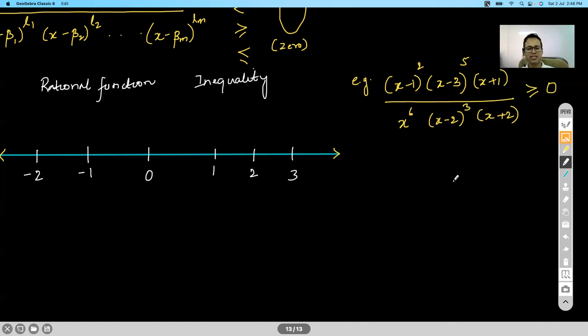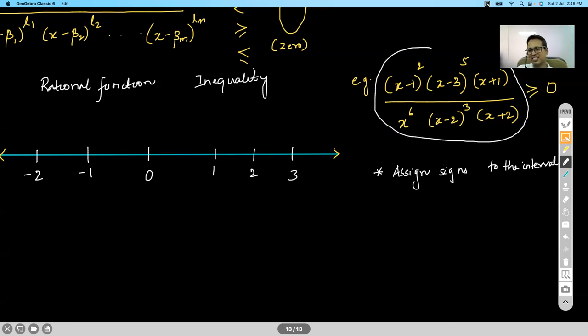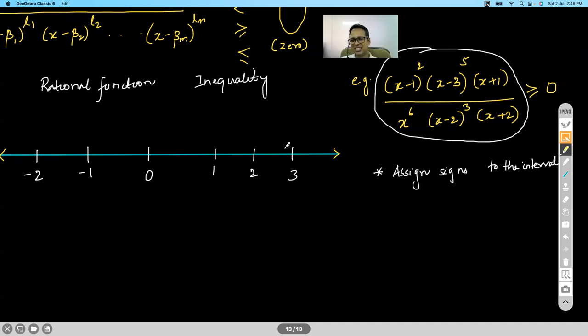Next step is very, very important. I'm now going to assign signs to the intervals that have been created. Signs of what? Signs of this expression. And you must be thinking, how do I do that? Let us take an interval, the rightmost interval. Always start with the rightmost interval.